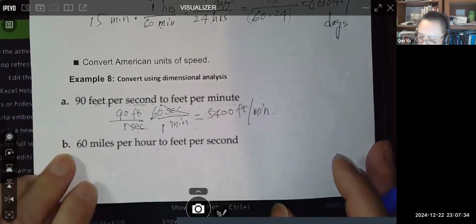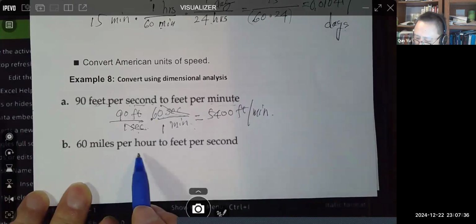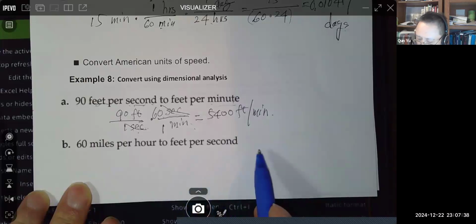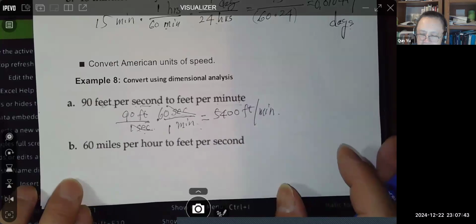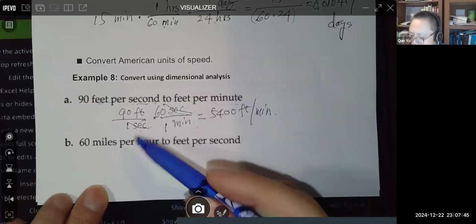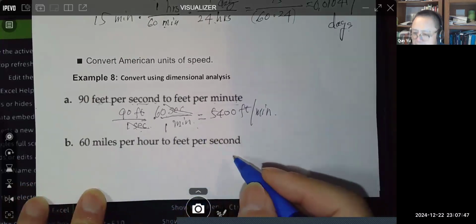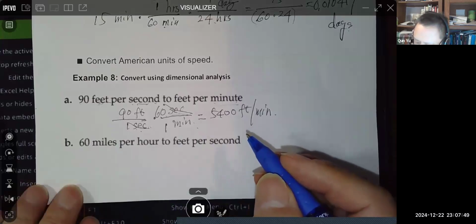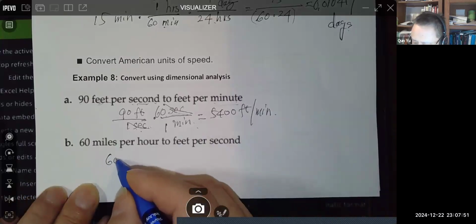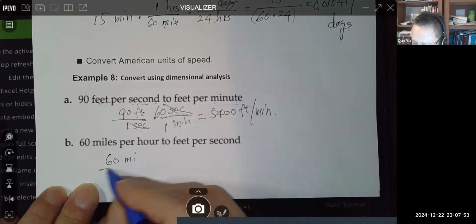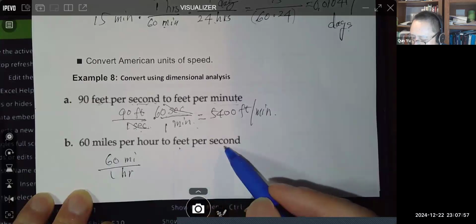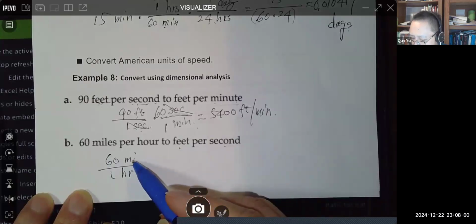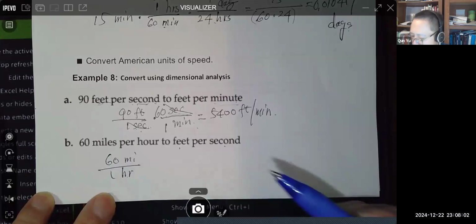Now the last one, we want to convert from miles per hour to feet per second. Just like a typical speed when we drive a car, right? 60 miles per hour. Let's see how many feet per second that is equivalent to. So again, I'm going to write 60 miles per hour. Now, this time we need feet and second. That means we need to convert both length and time. How do we do that?